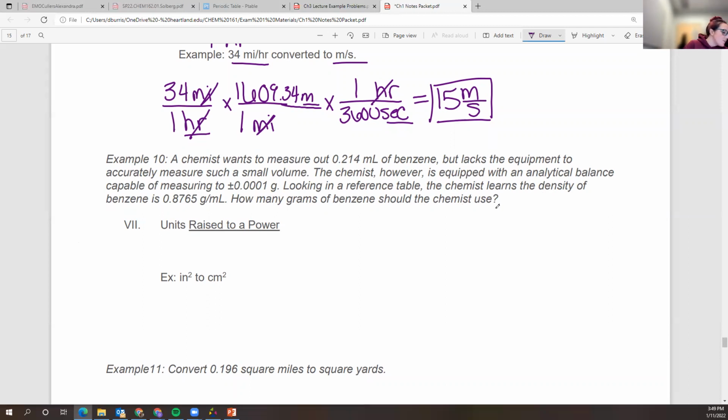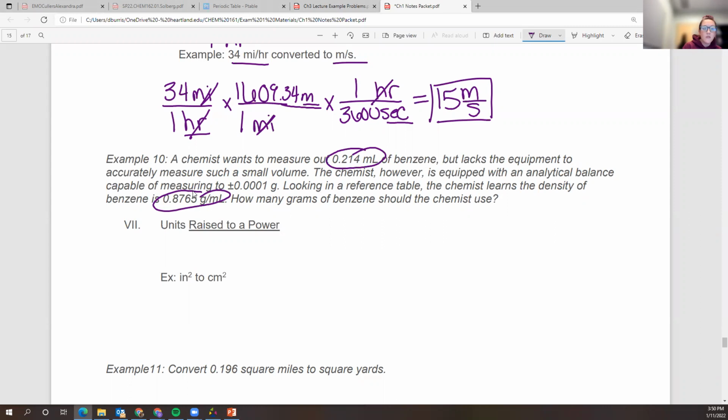Okay, well, this is kind of a density problem, and we'll talk about density here in a little bit. But essentially, I got a lot of numbers here, so you got to decide which one to start with. This is just describing the balance. So this plus or minus 0.0001 grams, you can ignore that, okay? What I have is this ratio here, which is its density, and this volume here.